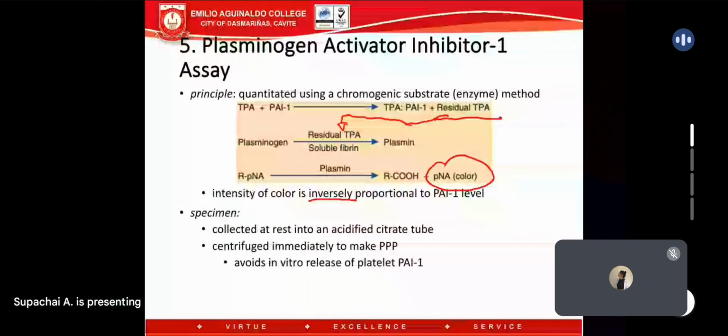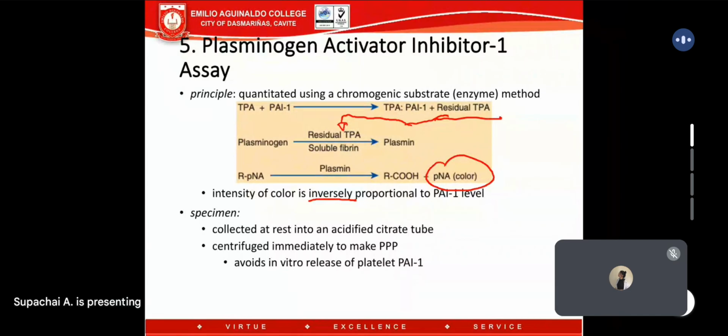But take note this time, the intensity of the color is inversely proportional to the PAI1 level. Why? Because when we say inversely proportional, for example, the more intense the color is, the lesser the concentration of PAI1. Because it is an antagonist or inhibitor of the TPA.